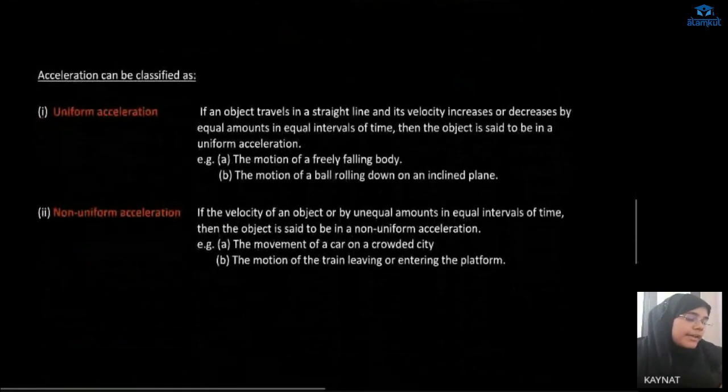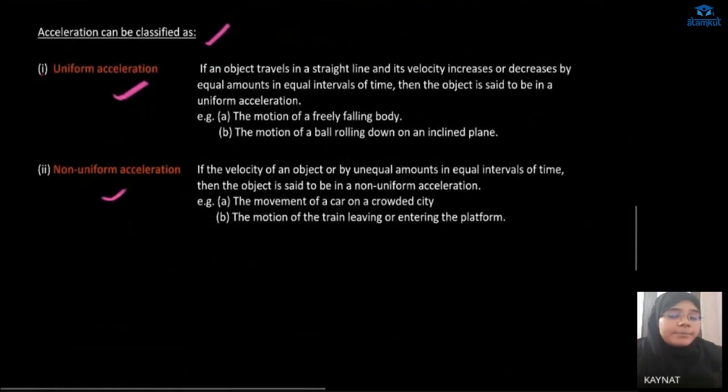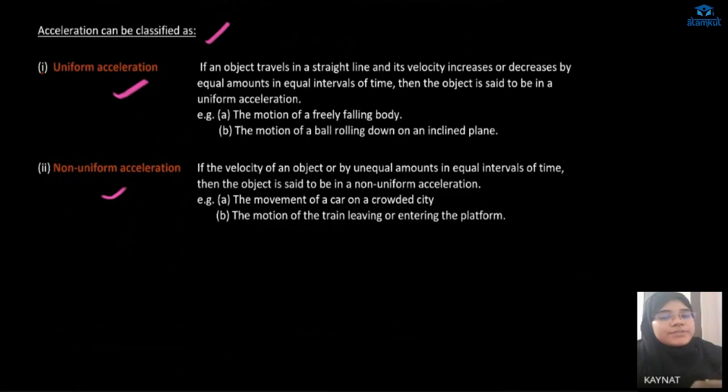Acceleration can be classified into two types: uniform and non-uniform. Everywhere we have seen uniform motion and non-uniform motion, so that is why acceleration is also of two types, uniform and non-uniform. If the rate of change of velocity is constant, then we say the acceleration is uniform. But if the body is changing its velocity with respect to time not equally, then we say that the acceleration is non-uniform.